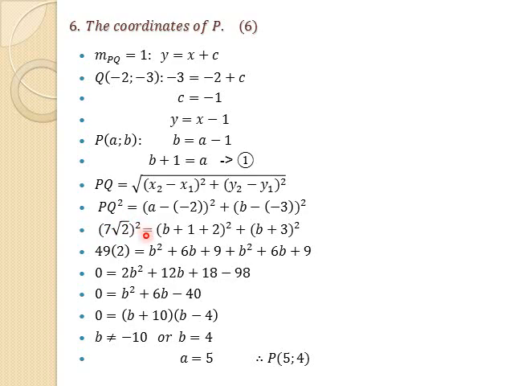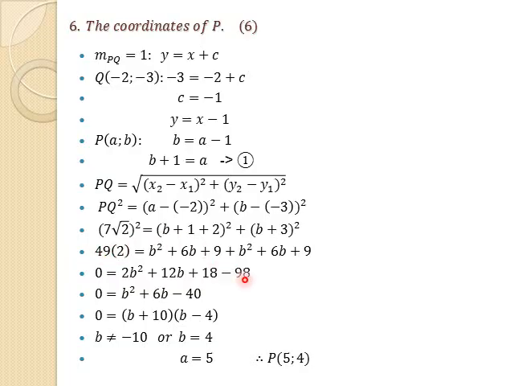Alright, so this now becomes (p plus 3) squared plus (p plus 3) squared equals (7 square root 2) squared. Expanding: p times p gives me p squared, p times 3 is 3p, times 2 gives me 6p, 3 times 3 gives me 9. 7 times 7 is 49, square root 2 times square root 2 is 2. So p squared plus 6p plus 9 plus p squared plus 6p plus 9: p squared plus p squared is 2p squared, 6p plus 6p is 12p, 9 plus 9 is 18. 49 times 2 gives me 98.